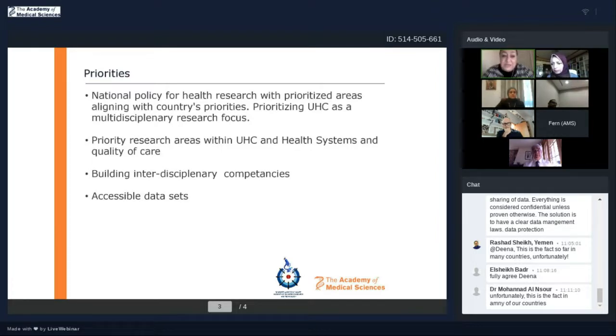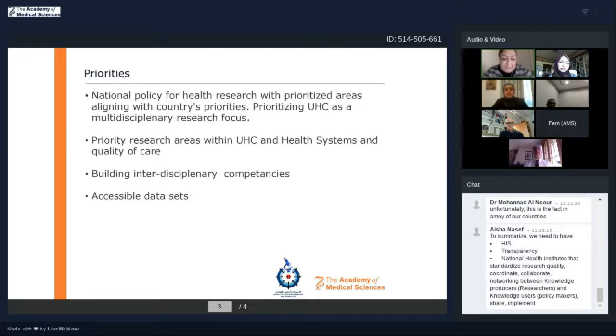And then there is building the interdisciplinary competencies, as we discussed yesterday, the importance of having health economists, anthropologists, social workers, as well as the academics, non-academics, and people from the different disciplines. We have to build their competencies and their capacities in order to support the research. And then we need to have accessible data sets. Next, please.